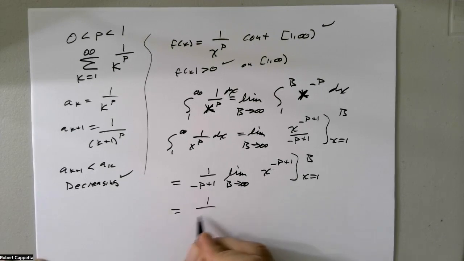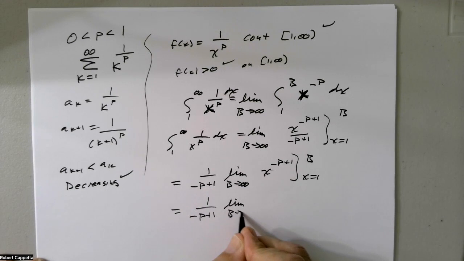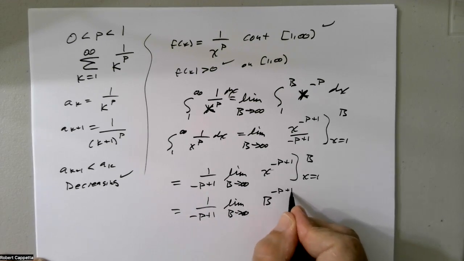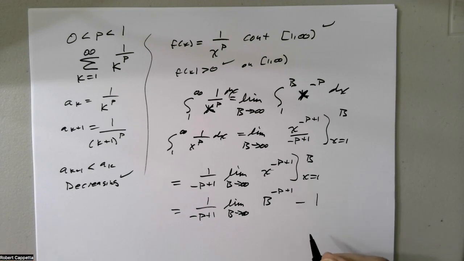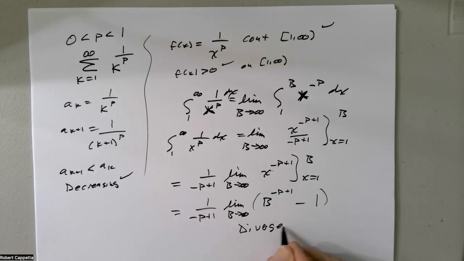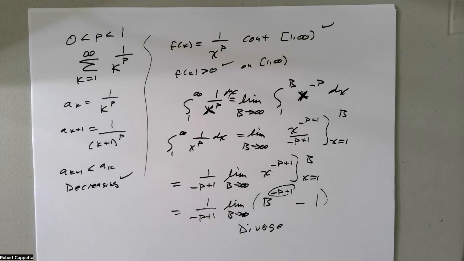So now what I get is this: the limit as b goes to infinity of b to some positive number, minus 1 again. But that's going to grow without bound. So this is going to diverge. Again, the key being that this is a positive number. 1 minus p in that case is positive. A large number to a positive exponent is going to go to infinity.